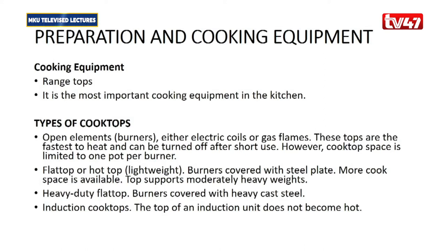Now, let us start with cooking equipment. There are many, and just to mention some, we have what we call the range top. This is the most important cooking equipment in the kitchen. Of range tops, we have various types. We have the ones that have open elements. This kind of equipment has burners, either electric coils or gas flames. So they are faster in giving out heat, can be turned off faster, and are of short use. That is why range tops are widely used in the kitchen.